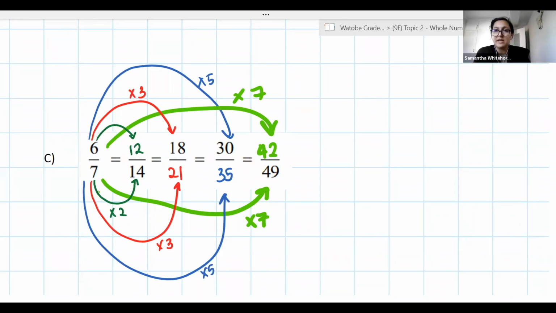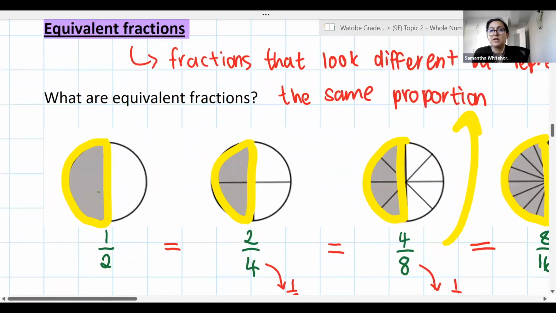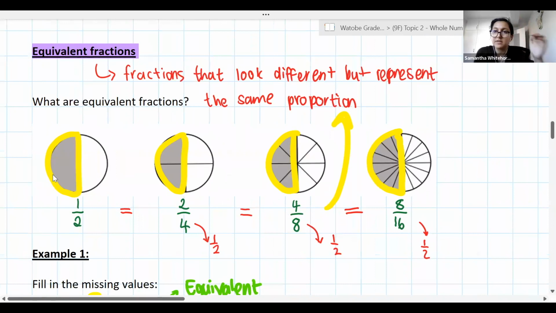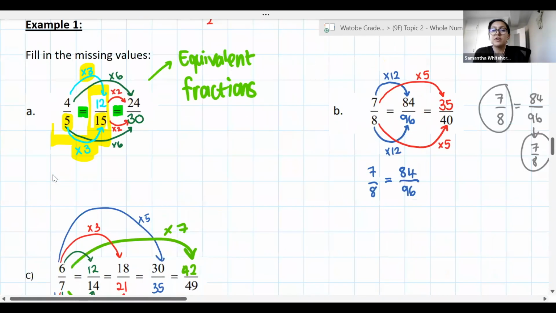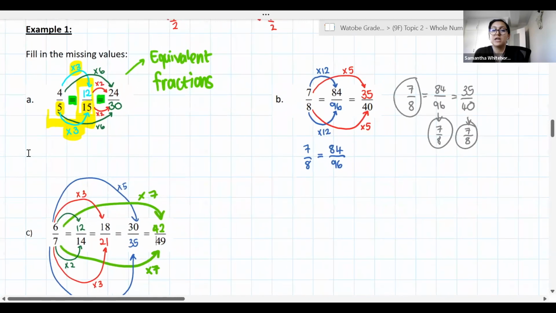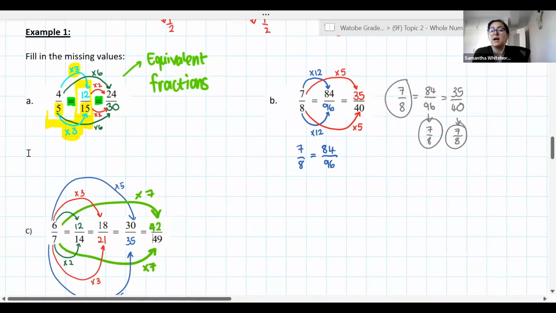They all represent exactly the same proportion of a whole. If we drew a picture, we would be shading in exactly the same amount for each of those fractions, like we did over here with our pizzas. Yes, there's different amounts of slices, but when we shaded in, it was still a half all the way across. And so for all of these equivalent fractions that we've just practiced, the same thing applies. If you drew a picture, you would be shading in exactly the same portion of the whole.